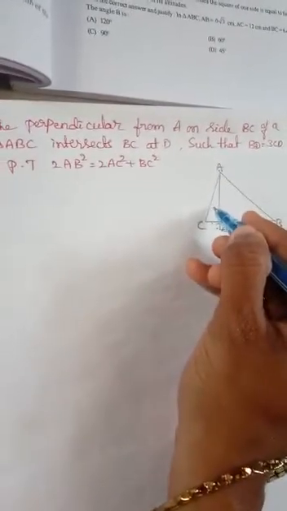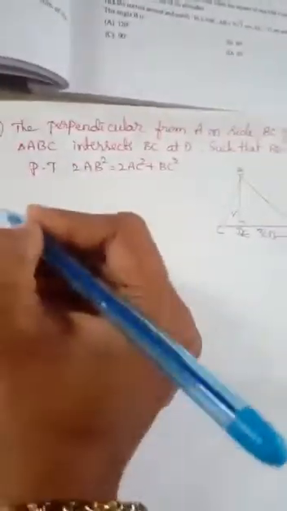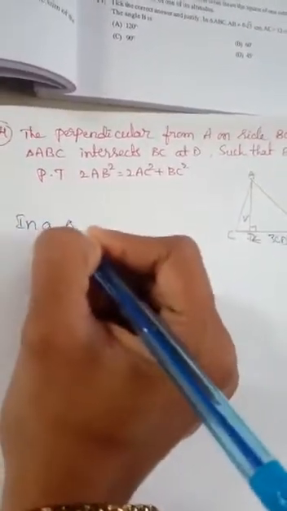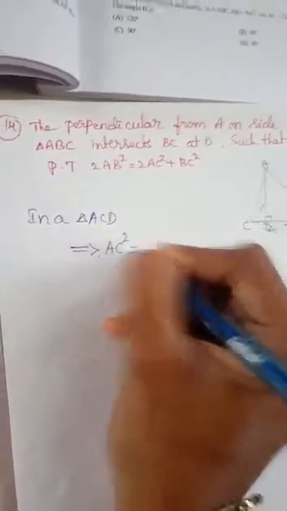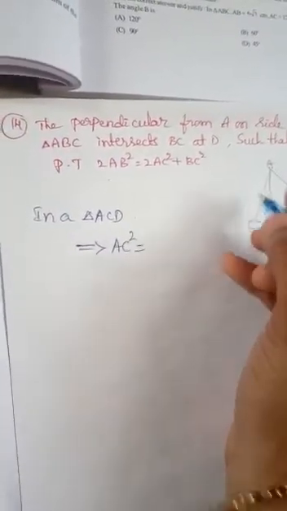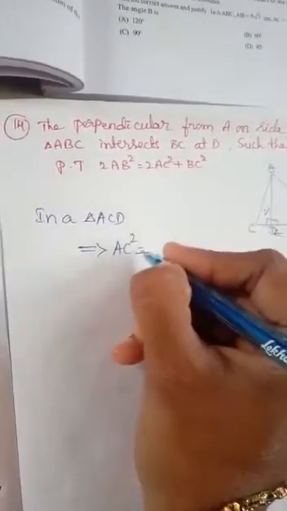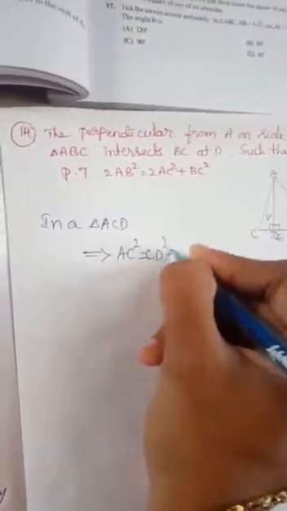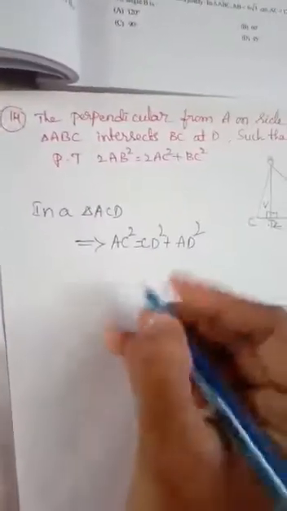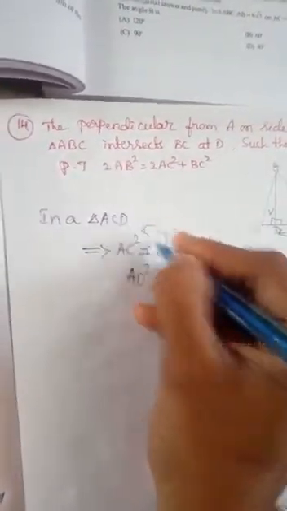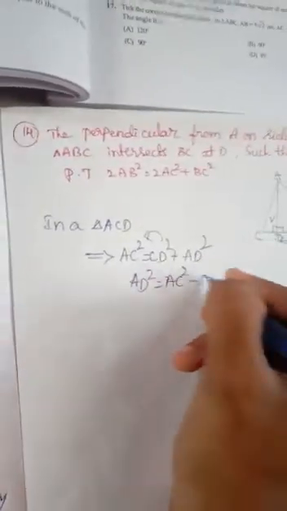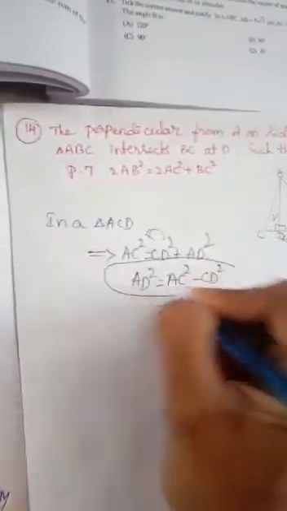In triangle ACD, AC is the hypotenuse. Therefore, by Pythagoras theorem, AC square is equal to CD square plus AD square. Therefore, AD square is equal to AC square minus CD square. This is equation 1.